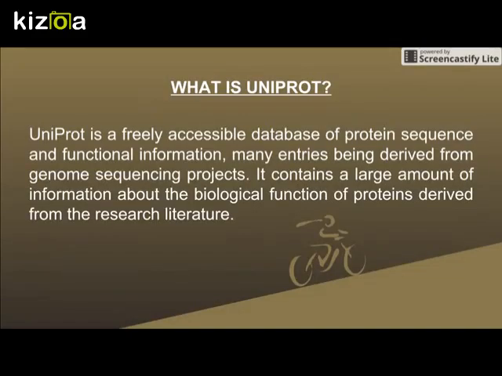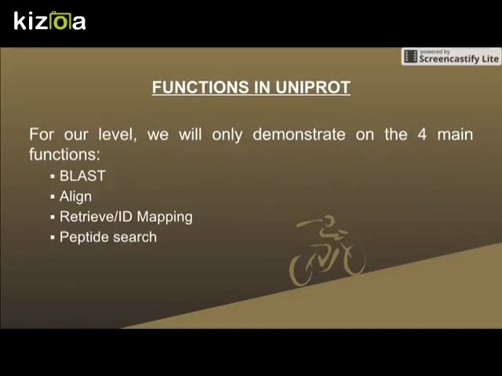What is UniProt? UniProt is a freely accessible database of protein sequences and functional information, many entries being derived from genome sequencing projects. It contains a large amount of information about the biological function of proteins derived from the research literature. At our level, we will only demonstrate the four main functions, which are BLAST, align, retrieve or ID mapping, and peptide search.